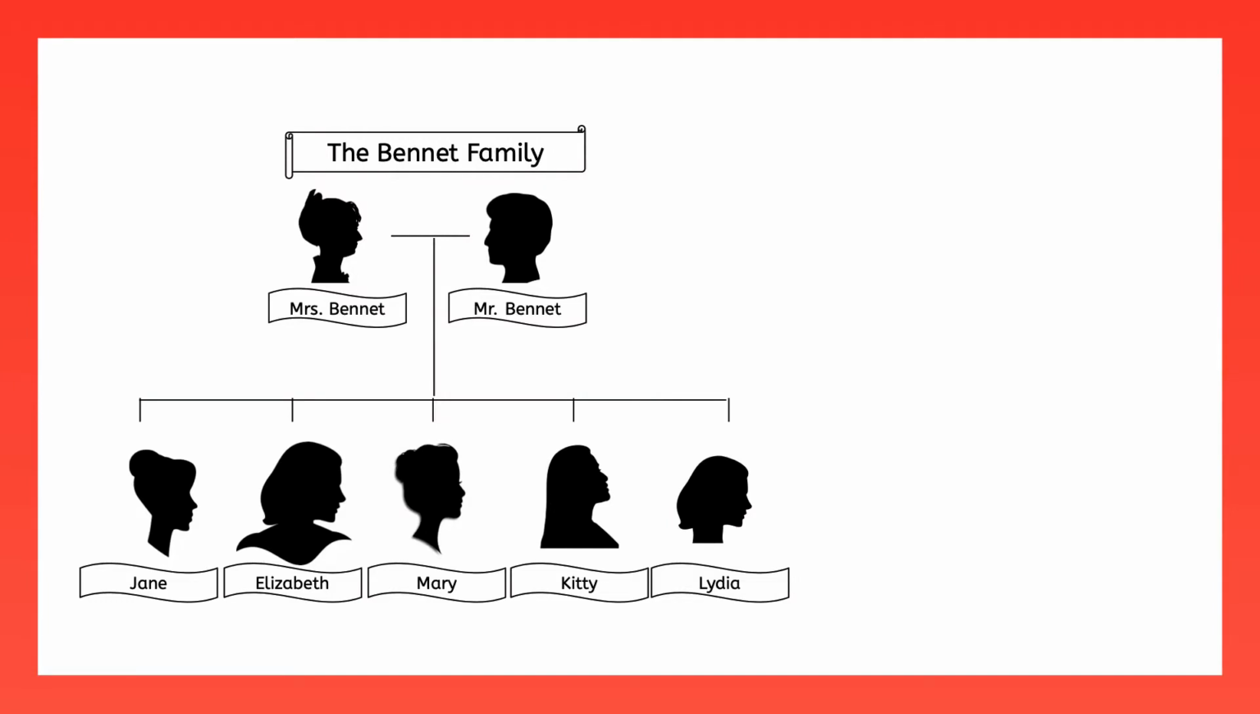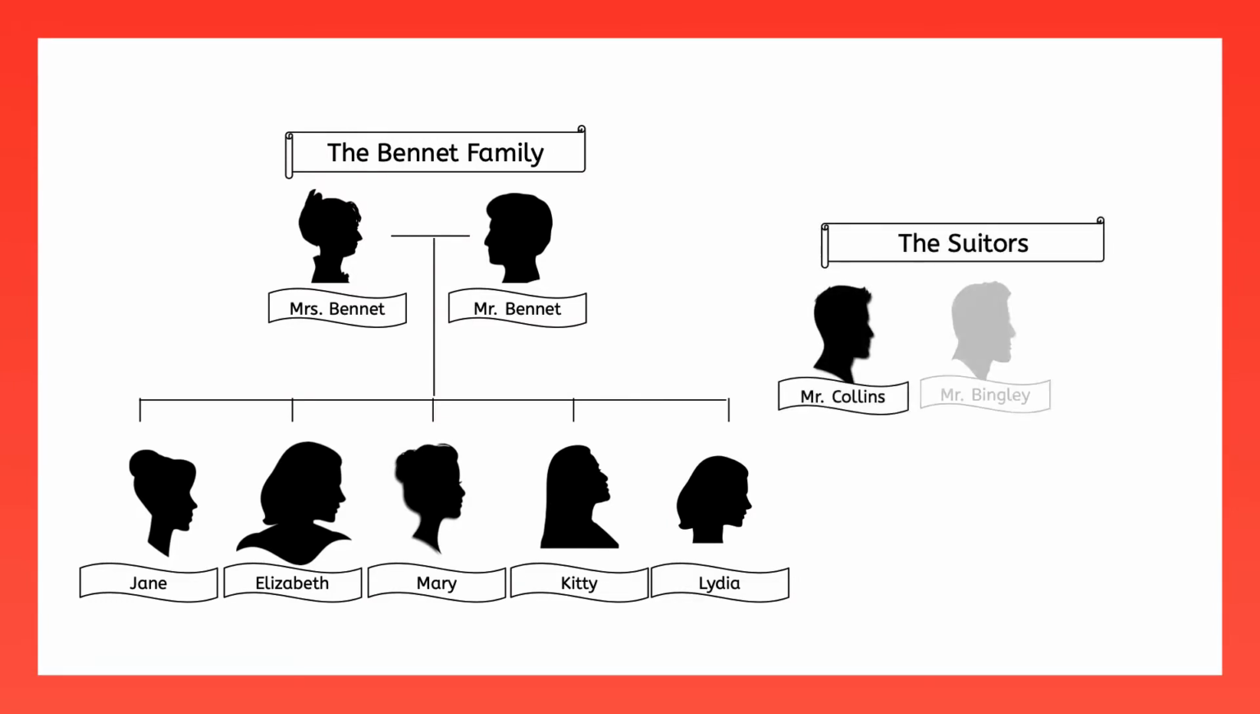This brings in the other major characters, the suitors of the Bennet women, including Mr. Collins, Mr. Bingley, and Mr. Darcy. The novel primarily focuses on Jane and Elizabeth's relationships, and Elizabeth is considered the protagonist of the story. But that doesn't stop their sister Lydia from causing some trouble of her own.